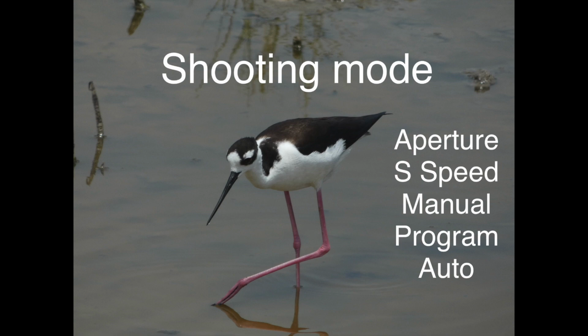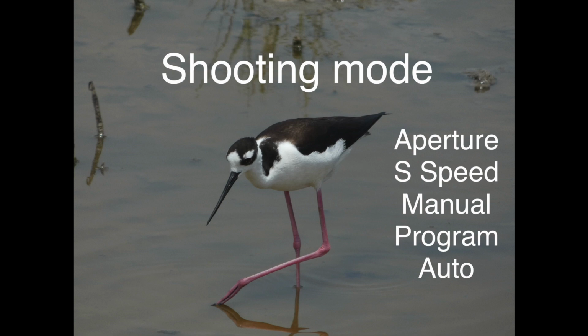I feel like the program mode is far superior to the auto mode. In certain situations, I still use the program mode. When the aperture mode is selected, the photographer controls the aperture and the camera controls the shutter speed. I see videos where several wildlife photographers prefer aperture mode.